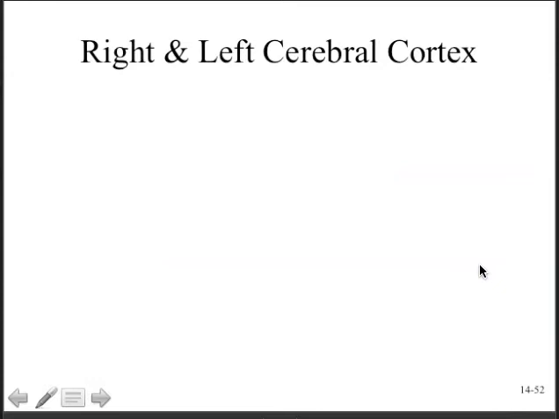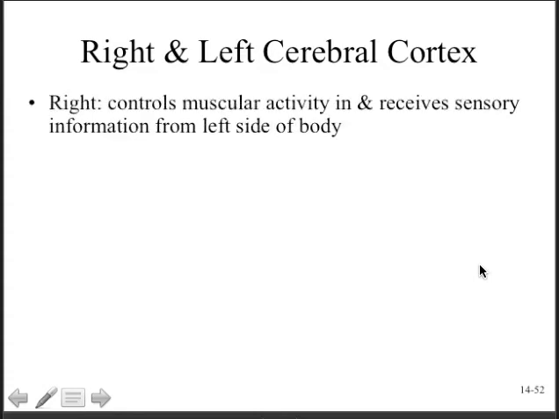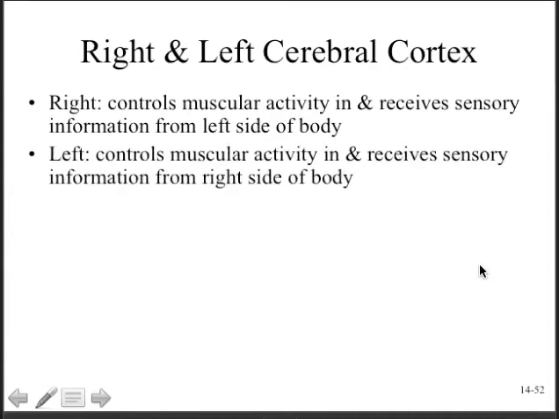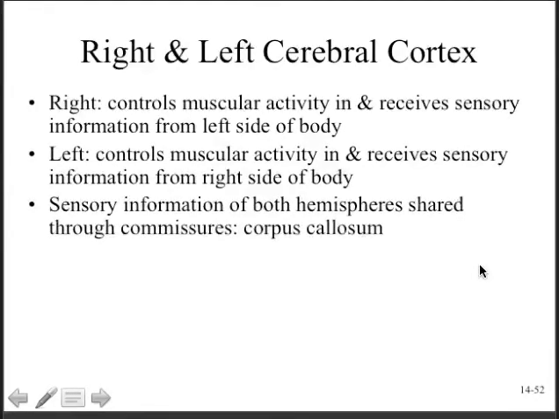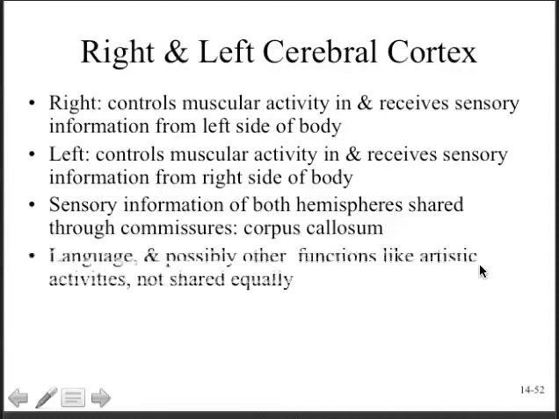Now, in order for coordinated activity to go on, any kind of motor activity, the right and the left half of the brain have to talk to each other. They have to understand what's going on. The right controls muscular activity and receives sensory information from the left side of the body and vice versa. Sensory information of both hemispheres is shared through the commissures, and the major commissure is the corpus callosum. Remember, that's that big tract of white matter that connects the left cerebral hemisphere to the right.